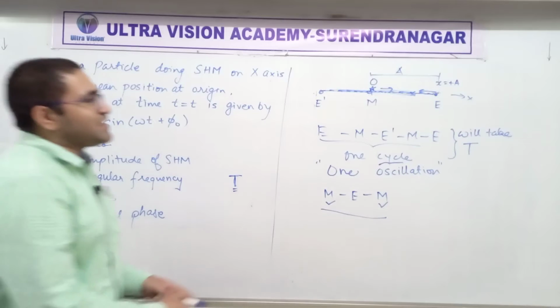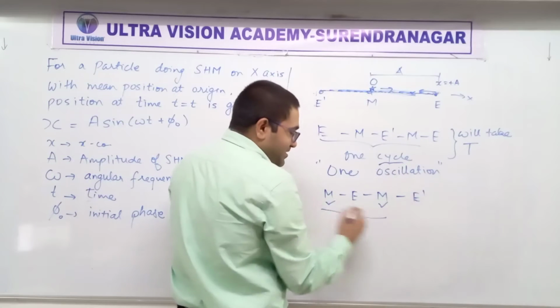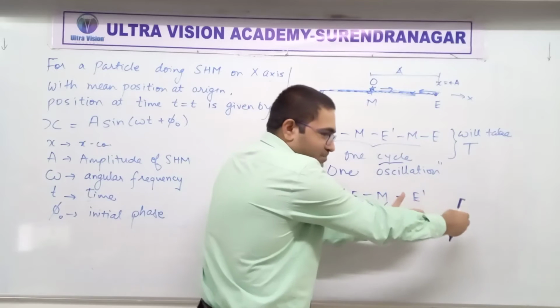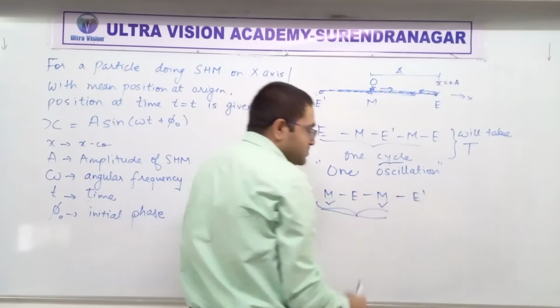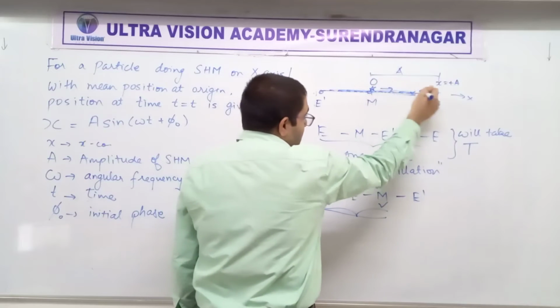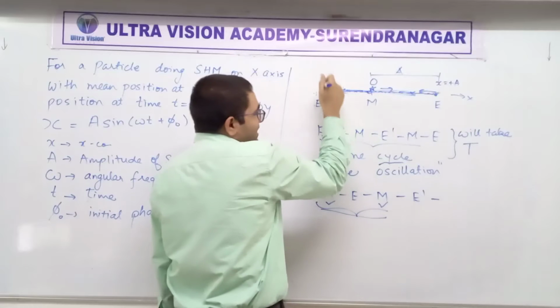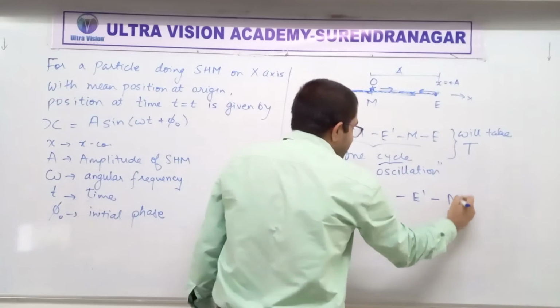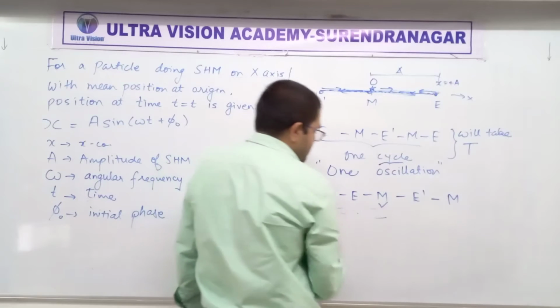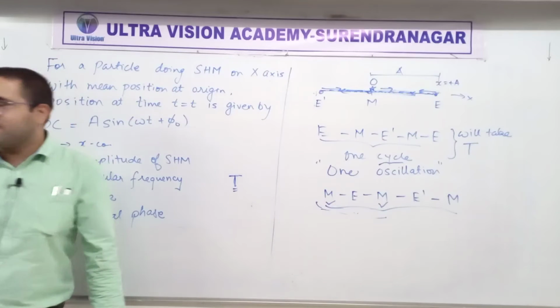Very good, it will go to E dash. So do you realize that this is different? Did this same pattern get repeated here? No, right? It's not going back to it. Now it will go from here to E dash. Then from E dash it will go back to it. This is one oscillation. Do you realize that this is one oscillation?